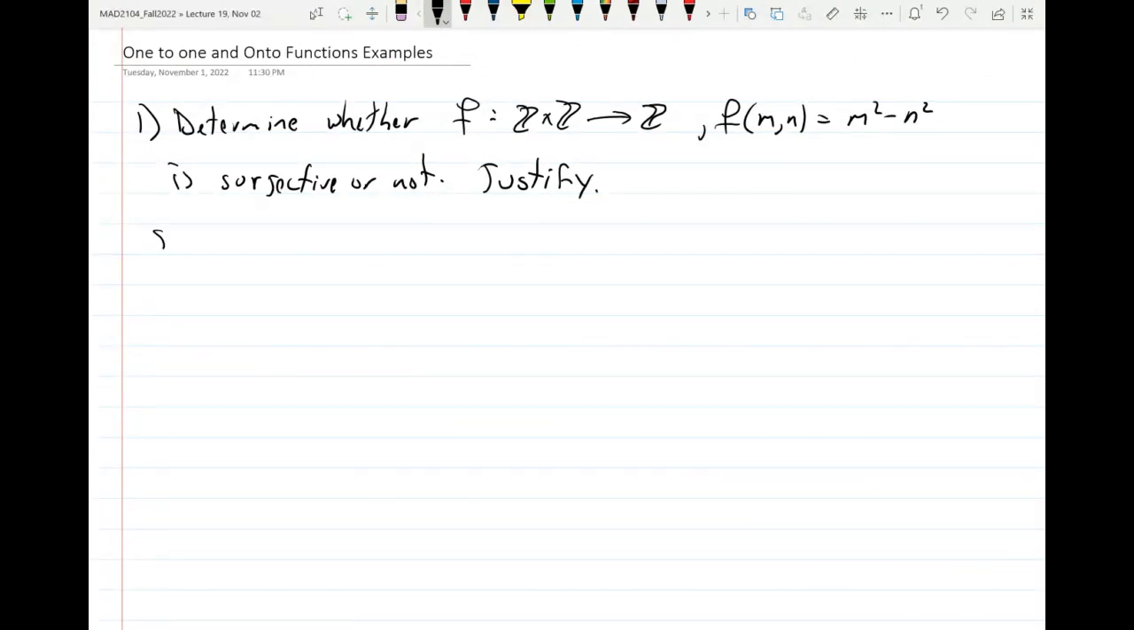Okay? So, solution. For example, just to understand the function a little bit more, know that 5 is equal to f(3,2), because that's 3 squared minus 2 squared, which is 9 minus 4. So, for example, 5 can be written like that. But to say that every single integer can be written as a difference of two perfect squares is taking it a little bit too far.